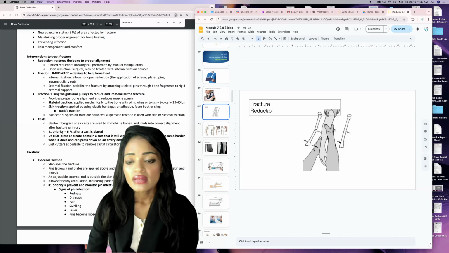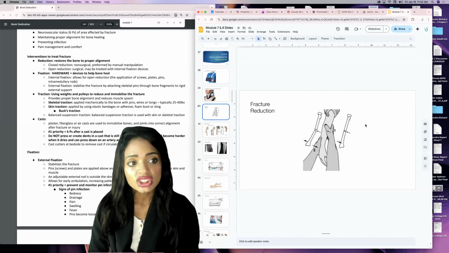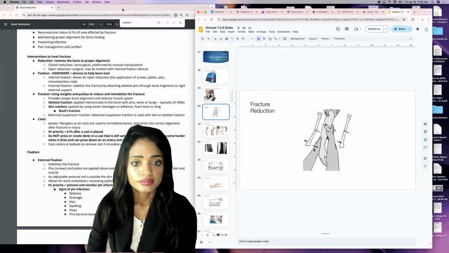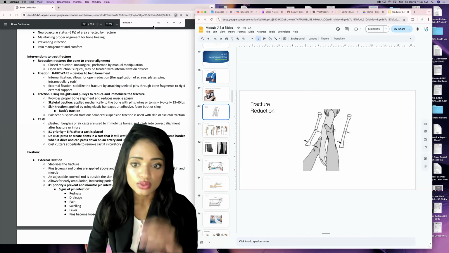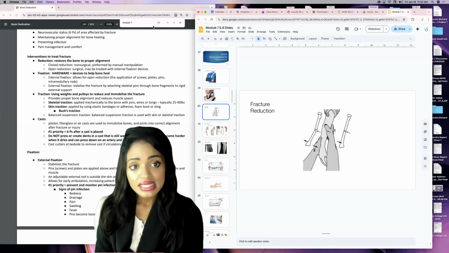Okay, so here we have a picture. Now somebody tell me, what is this a picture of? What type of reduction is this? Is this closed reduction or open reduction? This is closed reduction, right? So the patient got pain medication. They might even get sedated.